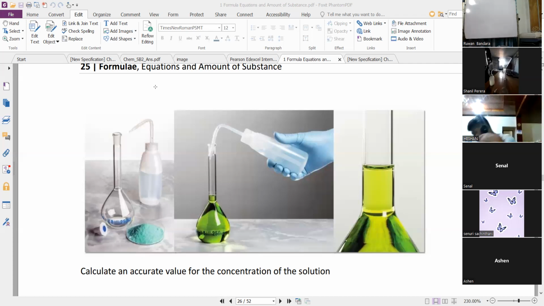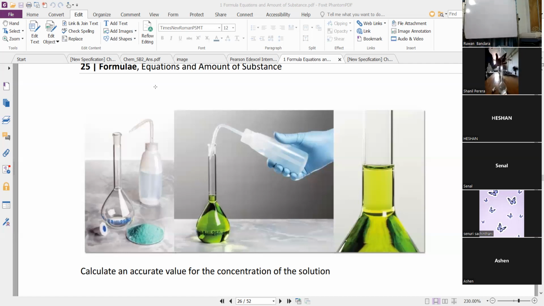The next step is wash the beaker and add the washings. Again wash. So you have to just wash the beaker. Funnel wash, funnel as well. Now this is the mark. You can simply add up to the mark.